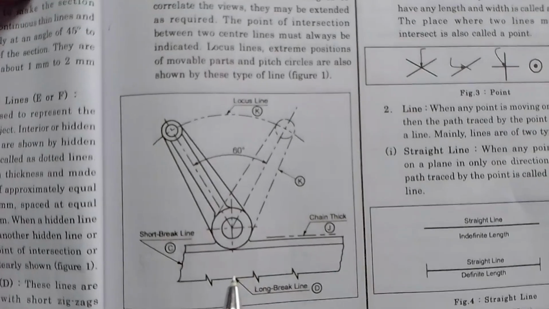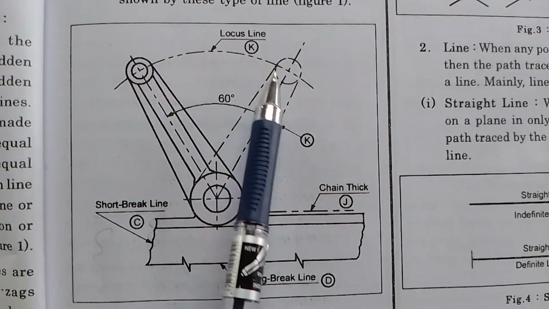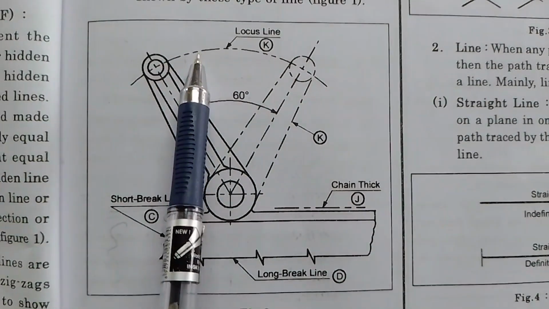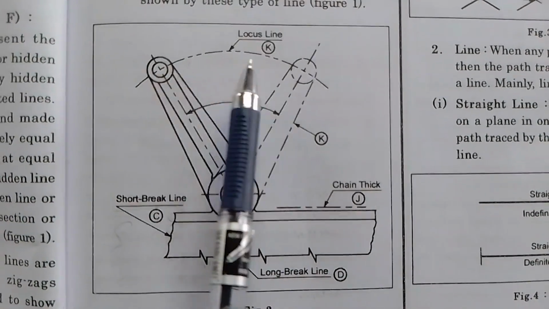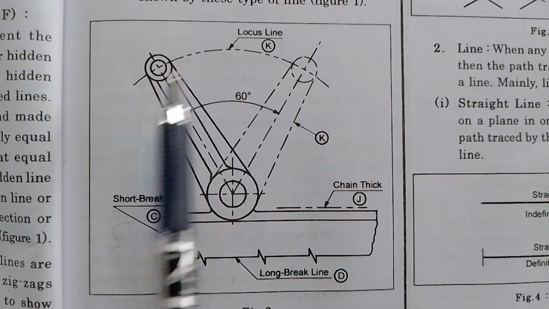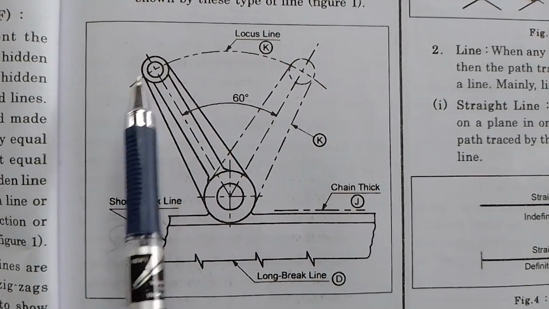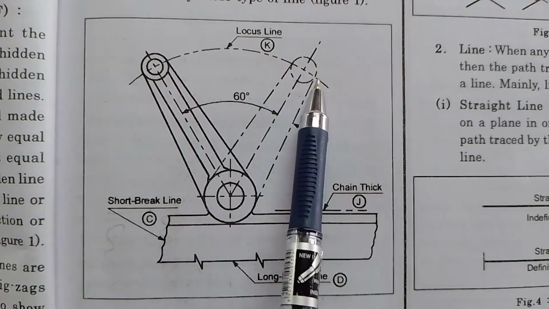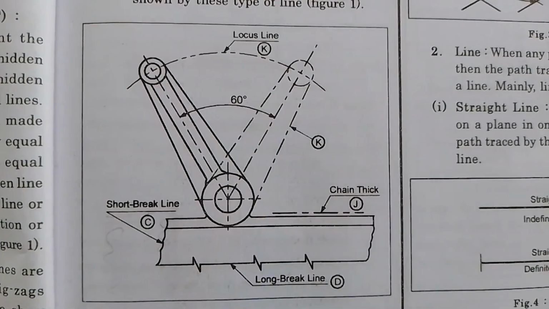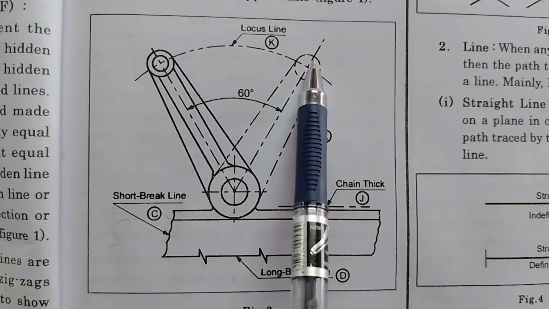Again there are some other types of lines here, like the locus line, the center line. This part is moving from here to here, here to here. So this is the locus line, to show the locus of this machine part. This bar is moving from here to here, and this is shown by the locus line.